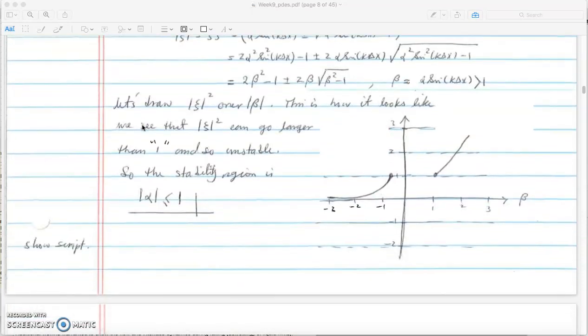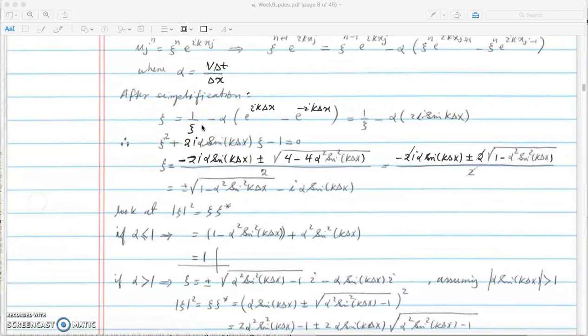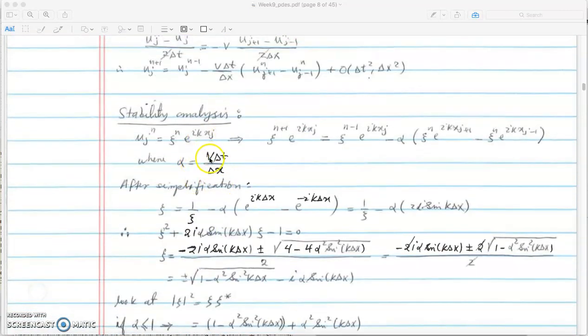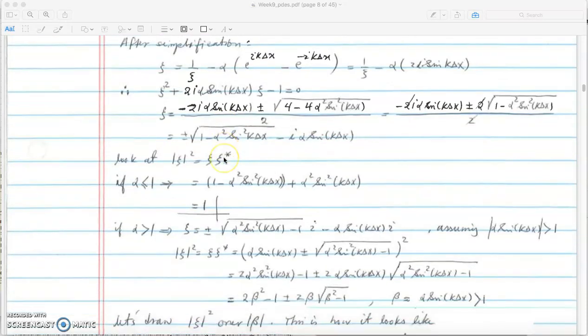So the stability region is alpha less than 1. So central difference in time and central difference in space for the advection equation gives us a conditionally stable method, and the condition is alpha should be less than 1. So what was alpha, by the way? We go back. Alpha is our non-dimensionalized velocity, v times dt over del x.